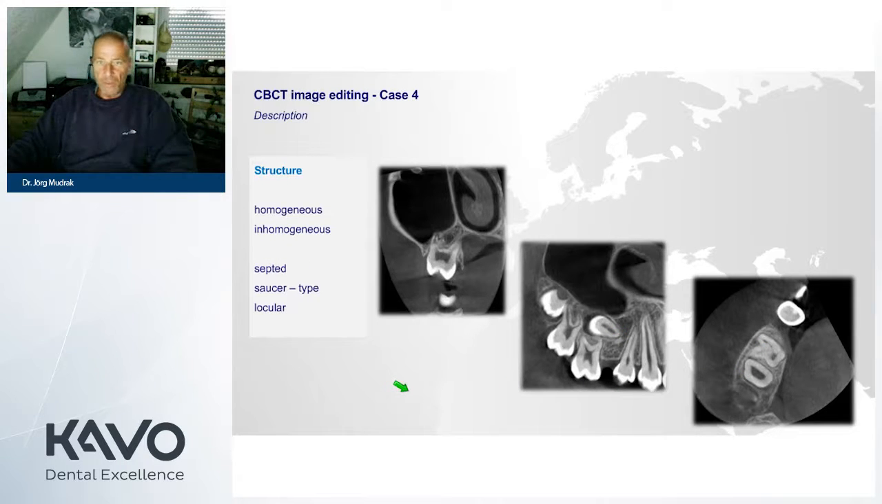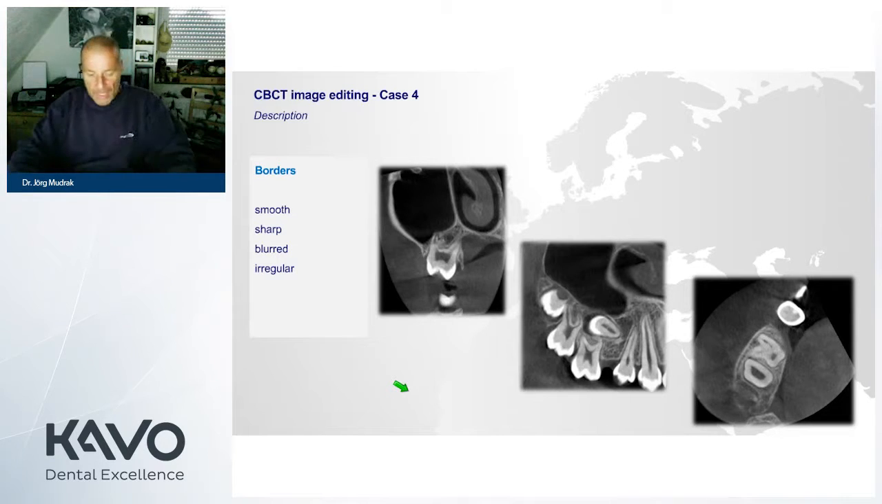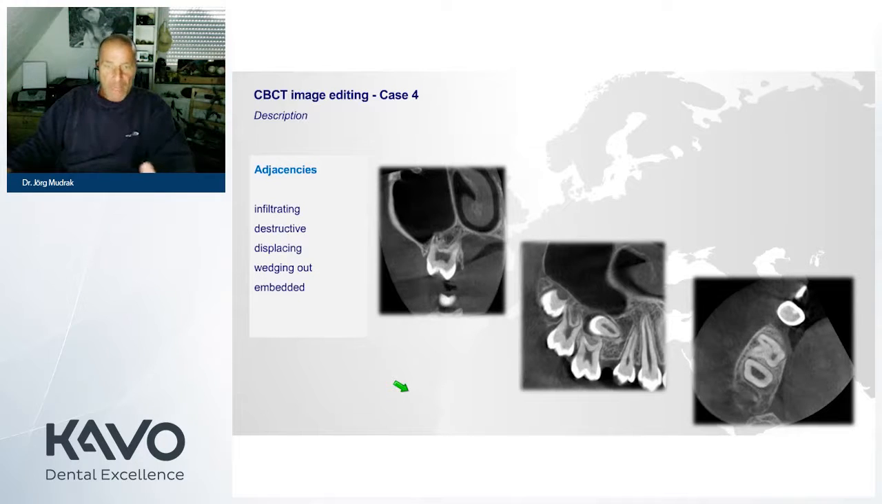We have the structure, which is, in my opinion, quite homogeneous. We talk about the borders. So we are now really talking about a single tooth. So we have now to make our decision. What is smooth? What is sharp? What is blurred? What is irregular? Is it homogeneous? Inhomogeneous? Are there well-defined borders or not? And then we look at the neighboring structures. Neighboring structures in this case would be the dentine, for example. Is it destructive, displacing? If we just focus on the tooth, it's destructive.